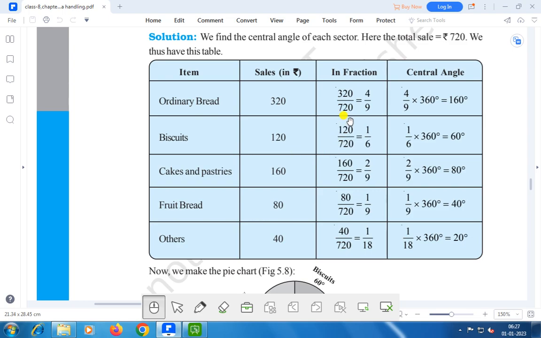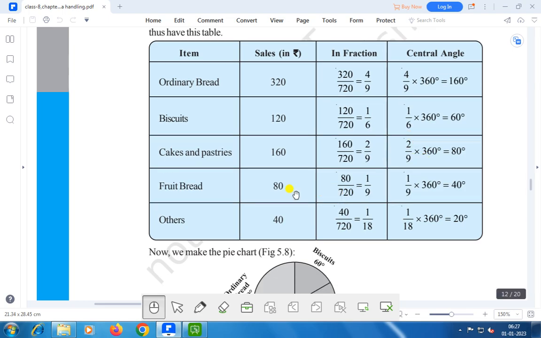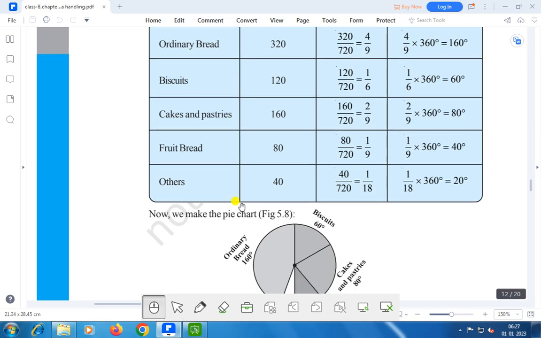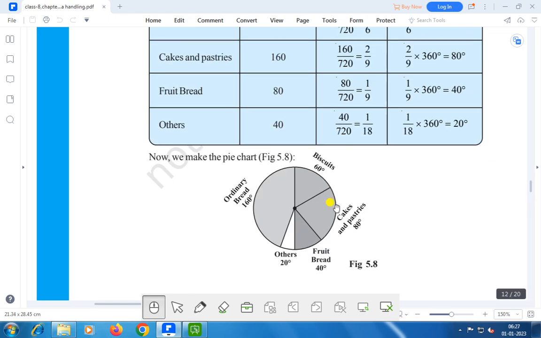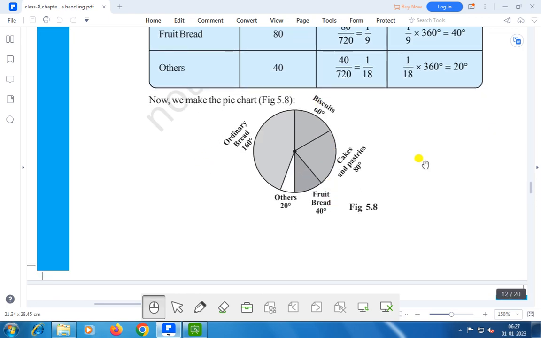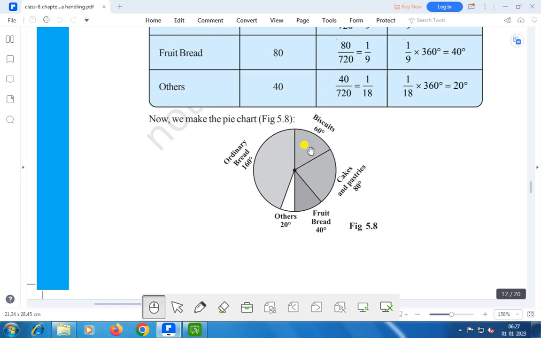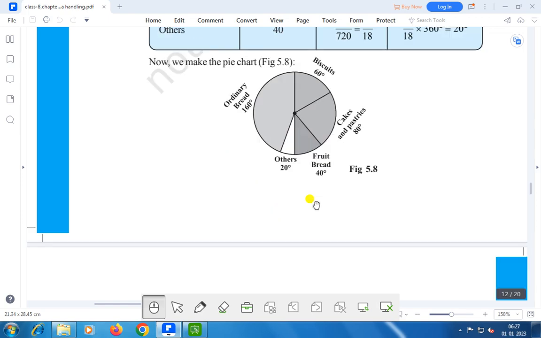Biscuits 120, 120 by 720, 1 by 6. 1 by 6 into 360, that is 60 degrees. Cakes and pastries 160, 160 by 720, that is 2 by 9. 2 by 9 into 360, that is 80 degrees. Fruit bread 80, 80 by 720, that is 1 by 9. 1 by 9 into 360, that is 40 degrees. And others 40, 40 by 720, 1 by 18. 1 by 18 into 360, that is 20 degrees. Thus, we can make the pie chart as follows. Biscuits 60 degrees, cakes and pastries 80 degrees, fruit bread 40 degrees, others 20 degrees, and ordinary bread 160 degrees.